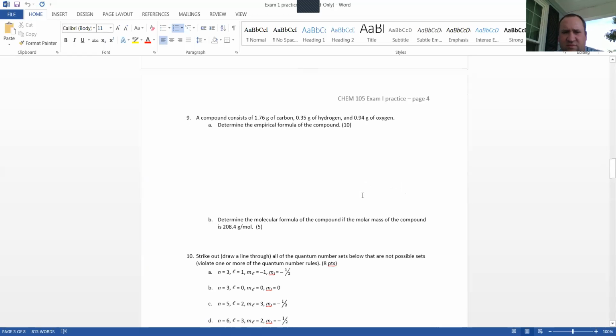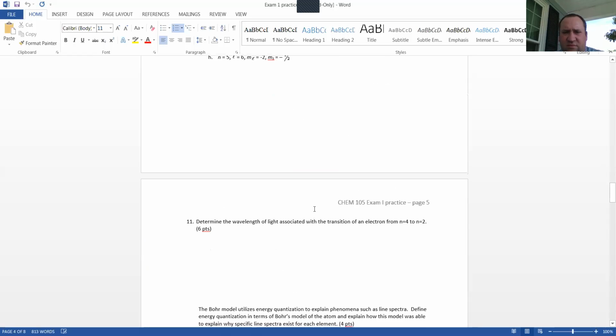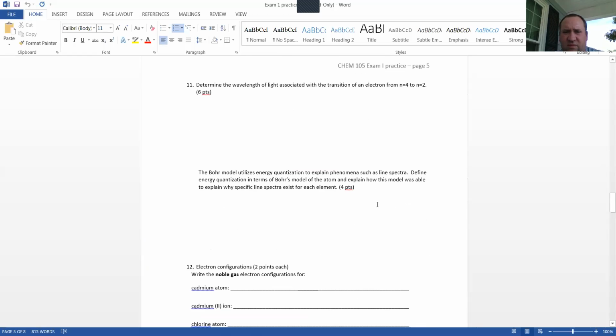The Bohr model utilizes energy quantization to explain phenomena of the spectra: define energy in terms of the Bohr model of the atom, and explain how the model was used to explain why specific line spectra exist for each element. That's the one where we talked about the Bohr model utilizing energy quantization, the one you helped me with, if energy is going out or energy is coming in. Yeah, that's that one.